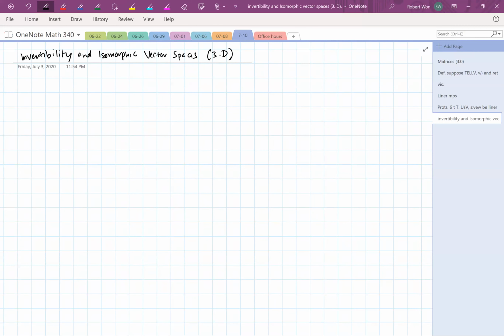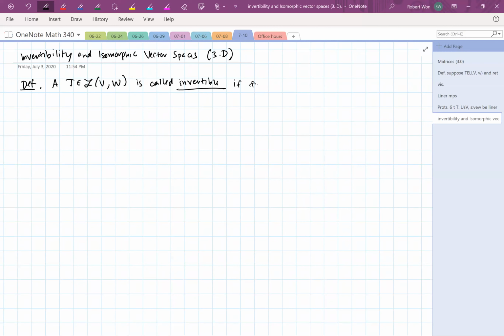Okay, so first, just the definition of invertible. A linear map T, if you have a linear map from V to W, you call this map invertible if it has an inverse, basically. What is the inverse? An inverse is like a map that should undo what T does.